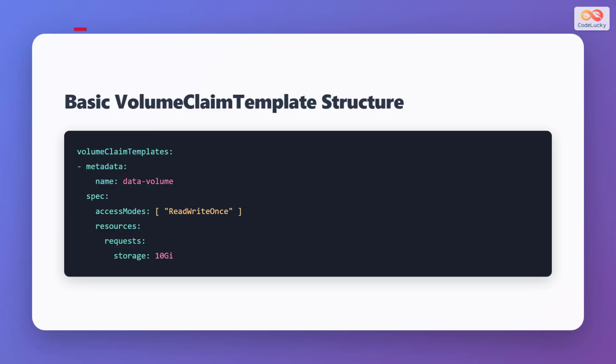Let's look at the basic structure of a volume claim template. It starts with the volume claim templates field, which is an array that can contain multiple templates. Each template has metadata with a name. In this example, we're calling it data-volume. The spec section defines the storage characteristics. Access modes specify how the volume can be accessed. Read-write once means the volume can be mounted as read-write by a single node. Under resources and requests, we specify the storage size here. We're requesting 10 gigabytes of storage. This template will be used to create a persistent volume claim for each pod in the stateful set.